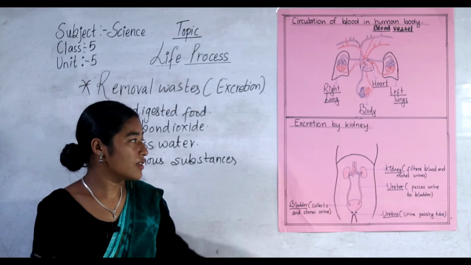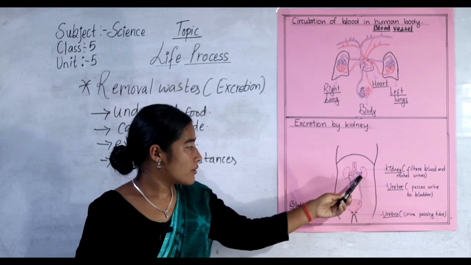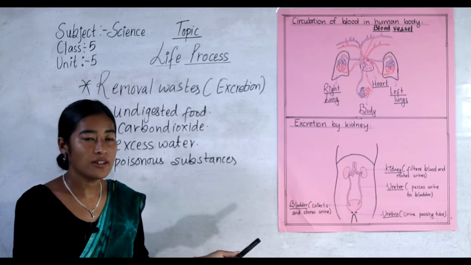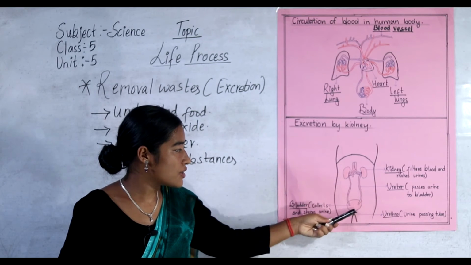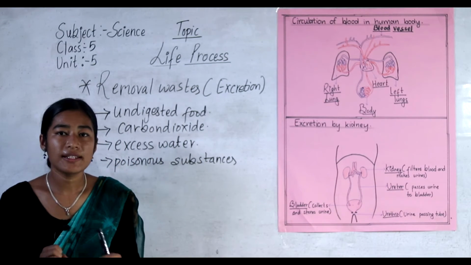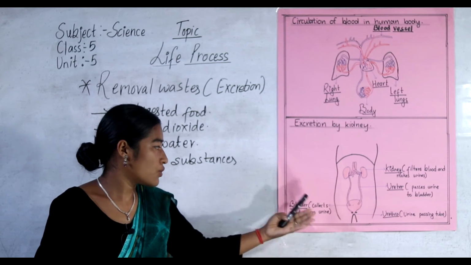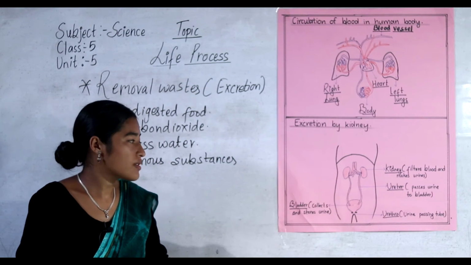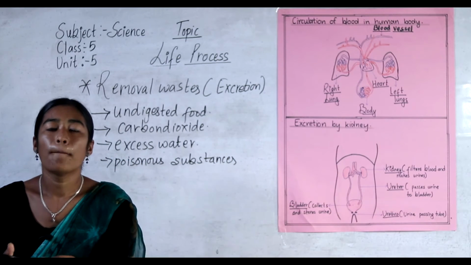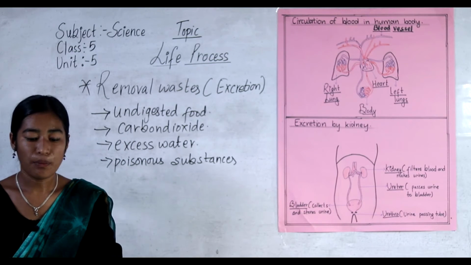You can look at this figure. Here is the kidney, which filters blood and makes urine, and another one is the ureter, which passes urine to the bladder. This is the bladder, which collects and stores urine, and here is the urethra, the urine passing tube. So this is the diagram of excretion by the kidney.